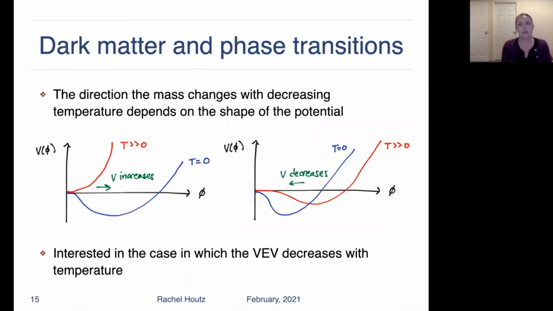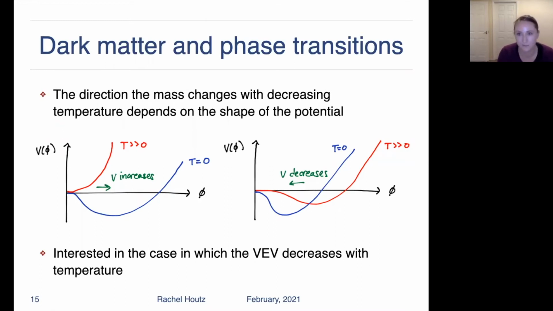And what we're going to talk about today is a specific type of phase transition. The very common one that we're used to, like with electroweak symmetry breaking, is that at high temperatures the VEV is 0, and then at low temperatures the VEV is larger than 0. So things that couple to the Higgs gain mass as the Higgs settles in its minimum. We're going to talk about something that goes the other way.